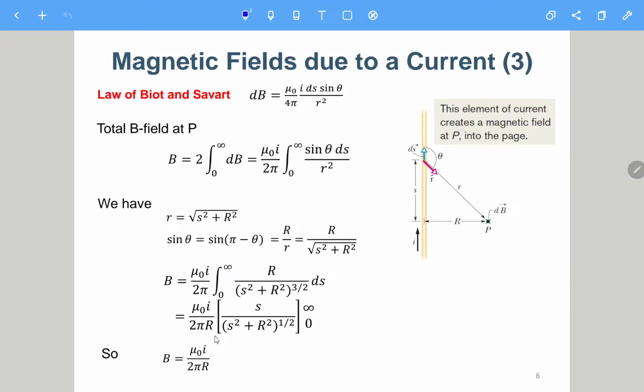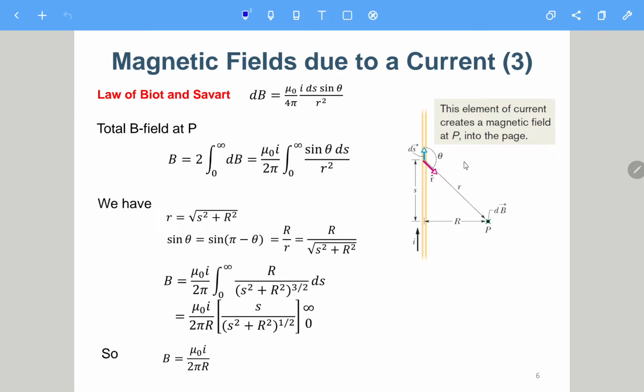Okay, so here it shows the proof of this equation using the Biot-Savart law. Here we try to draw the current like this. It starts from negative infinity to positive infinity. So we use the Biot-Savart law like this: dB equals mu0 over 4 pi times I ds sine of theta over r squared.